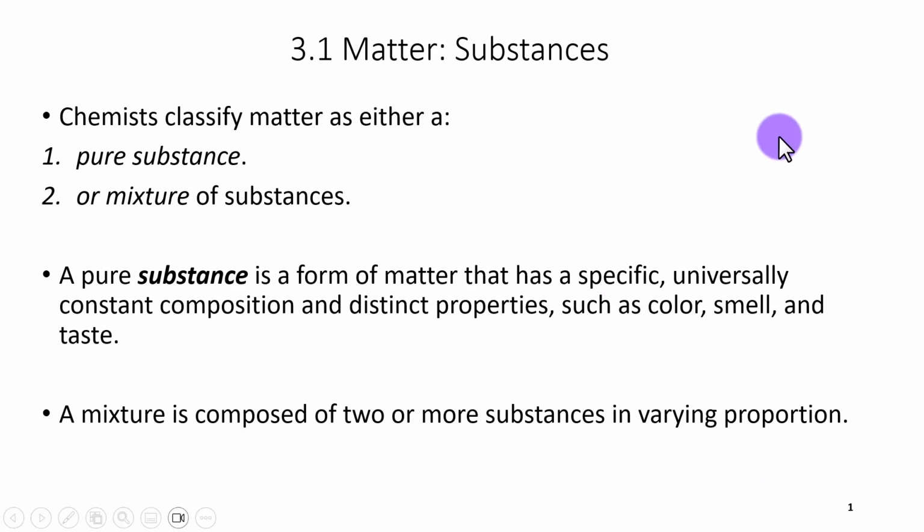In this video, we are going to discuss how we classify matter. We typically divide matter into two different categories: pure substance or a mixture. Under pure substances, we put those forms of matter that have a constant composition and they have distinct properties that set them apart from other substances. Let me give you an example.